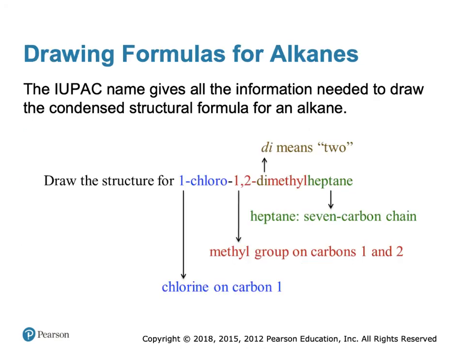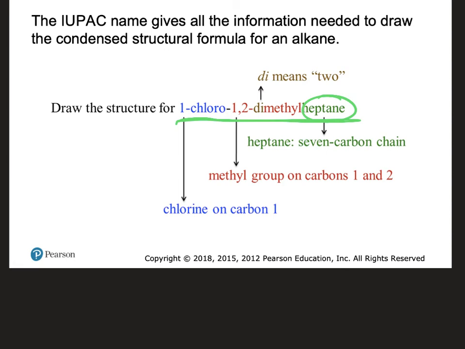So in addition to being able to name a structure, we're going to have to be able to draw a structure when given the name. So if we have the IUPAC name 1-chloro, 1,2-dimethylheptane. Okay. What this means is that there are 7 carbons in the chain. That's the parent name or root name. So what you will do is draw a chain of 7 carbons. 1, 2, 3, 4, 5, 6, 7.